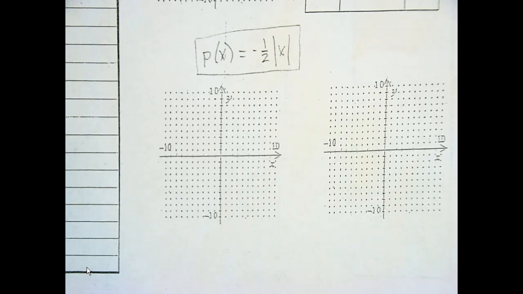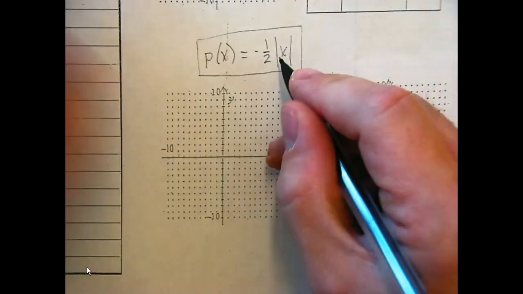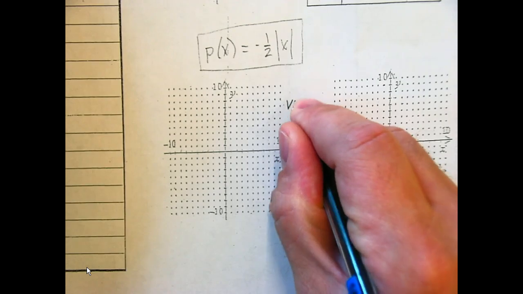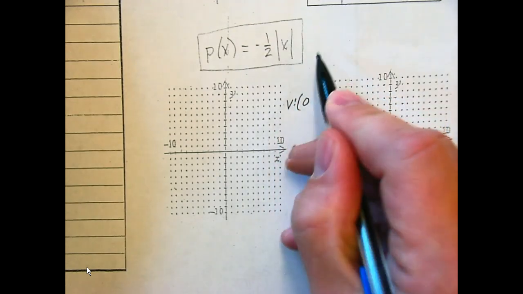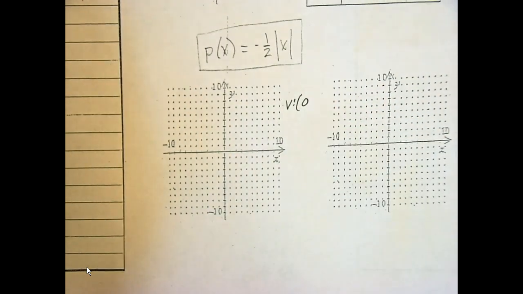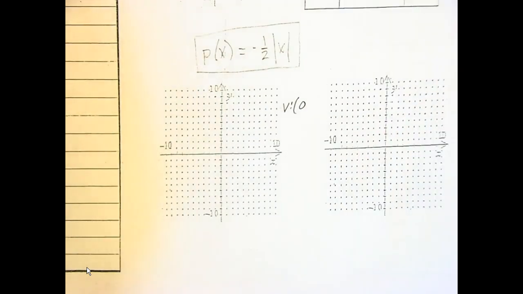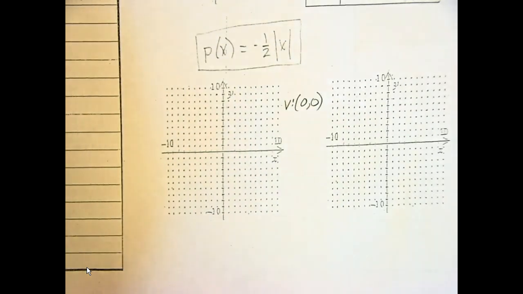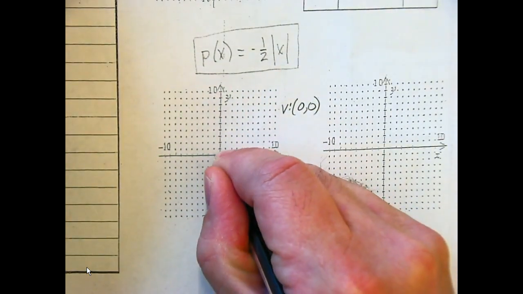All right, Sergi, what did you get? What's your vertex? What's inside here? What makes that 0 is 0. So our vertex starts with 0 on X. What's on the outside out here? Yeah, it's 0. So our vertex is 0, 0. First thing you need to write down is your vertex every time.